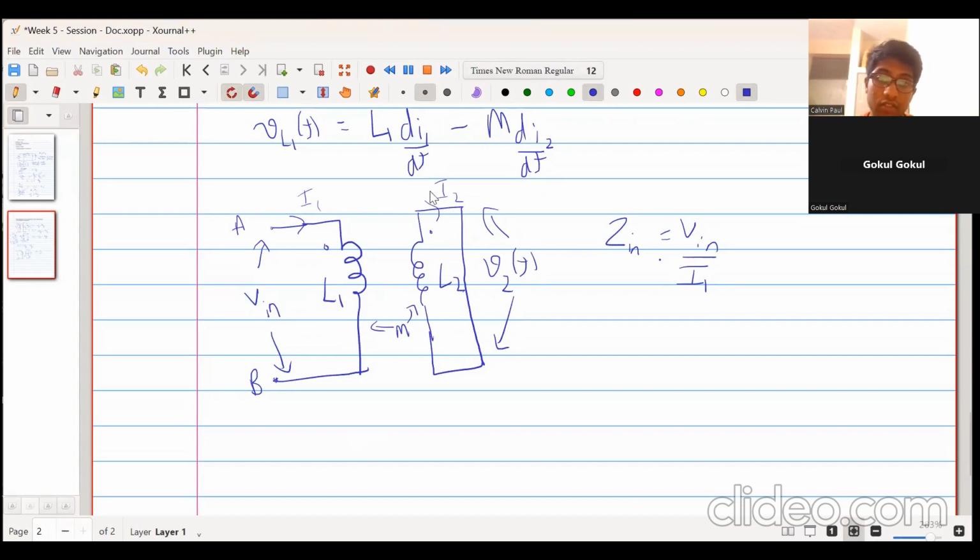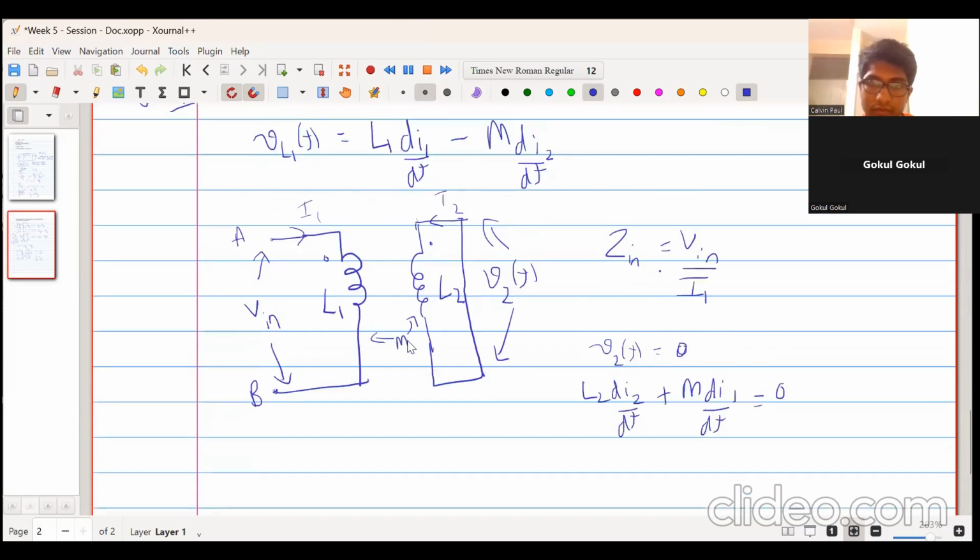Okay. Direction of current also is different. Right? So what happens is this V2 is 0 because it is shorted. V2 is equal to 0, and the voltage across it will be L2 di2/dt plus M di1/dt is equal to 0. Alright, this will be the voltage over here.